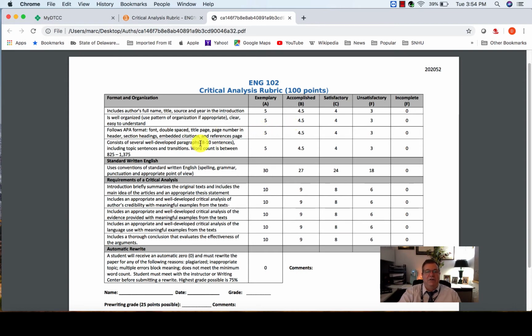And did you get to the word limit? And do you have 8 to 10 sentences per paragraph? Are they well-developed paragraphs? They might fall a little bit below 8 sentences, but you really don't want to have a 1 or 2 sentence paragraph.